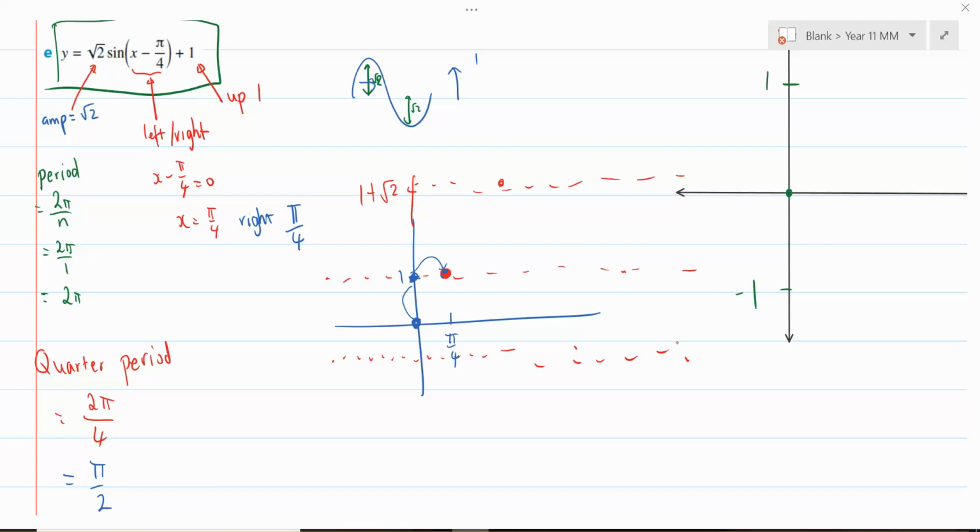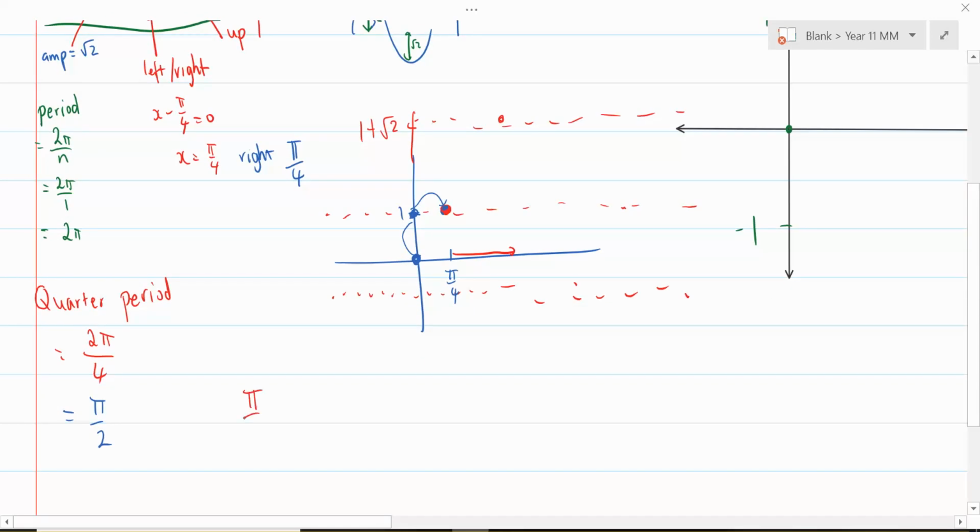You said the quarter period is pi on 2. So if this is pi on 4 here, I need to add pi on 2 to get to the maximum. So that's what you have to work out now. How far do I have to go across to get to the maximum? Starting at pi on 4, I'm going to add on pi on 2. Now this is all about your fractions again. Pi on 4 plus pi on 2, I can change that fraction to become 2 pi on 4. If I add 2 pi on 4, this makes it 3 pi on 4.